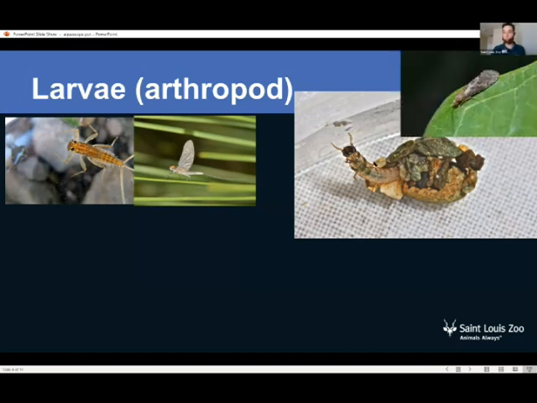Now here's what the adult looks like, the caddisfly adult. They almost look like a moth. So they're very similar to Lepidoptera, which is the butterfly and moth family, but they are not Lepidopterans. So they are not moths and butterflies. However, they are close cousins.